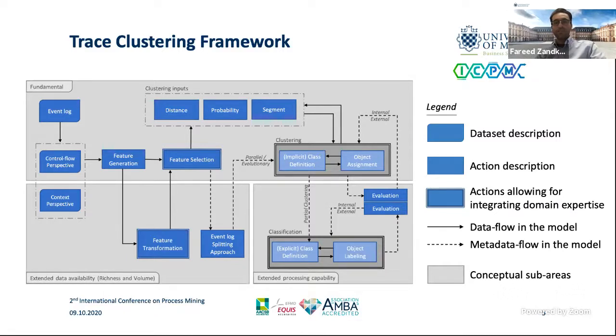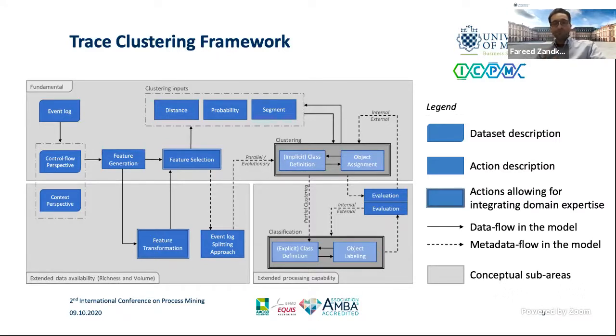But as you can see, this framework has three main gray areas in the background. Depending on the characteristics of the event log, the availability of domain expertise, and the computational resources or requirements of the project, these areas can be added or removed. Not the fundamental one, but the other two.